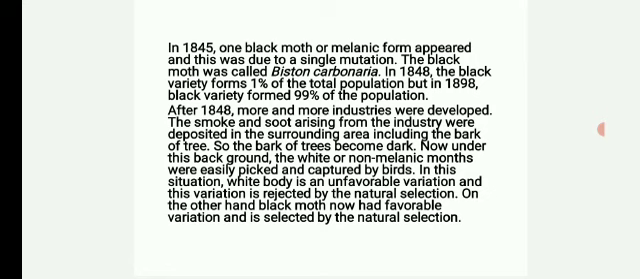The smoke and soot arising from the industry were deposited in the surrounding area, including the bark of trees. So the bark of trees became dark. Now under this background, the white or non-melanic moths were easily picked and captured by birds. In this situation, white body is an unfavorable variation, and this variation is rejected by natural selection. On the other hand, the black moth now had a favorable variation and is selected by natural selection.